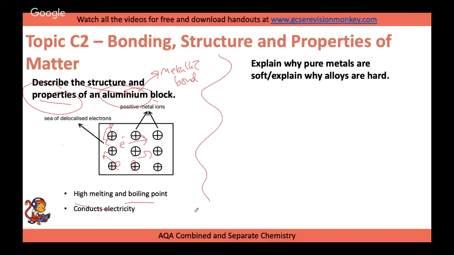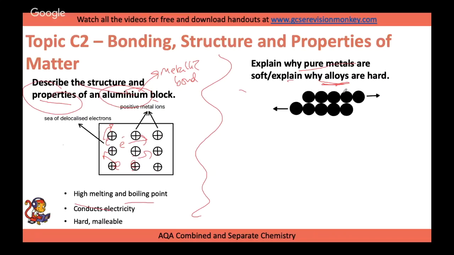This next question is one to definitely look out for, talking about pure metals versus alloys. It says, explain why pure metals are soft and alloys are hard. Well, a pure metal has a regular arrangement of atoms in layers, and those layers slide easily. This is what you need to say for the marks. It's not difficult. It'll often be a 2 marker. So the regular arrangement of atoms and the layers slide easily.